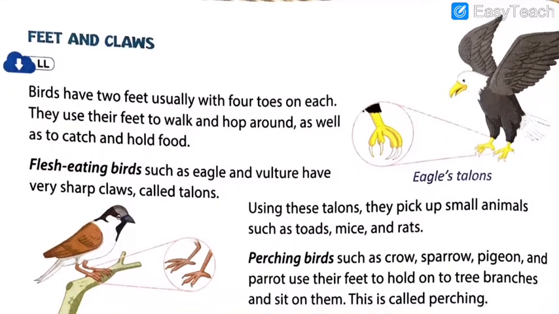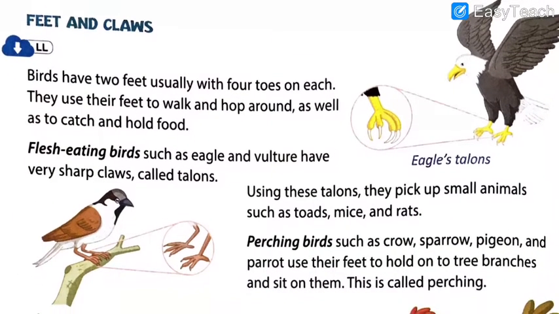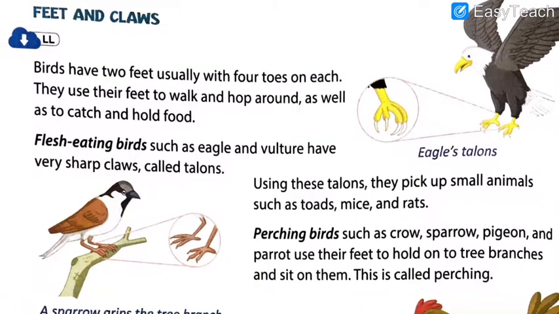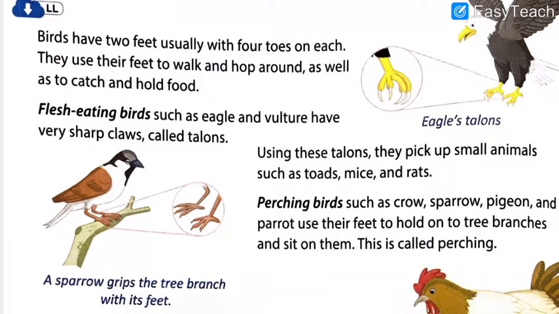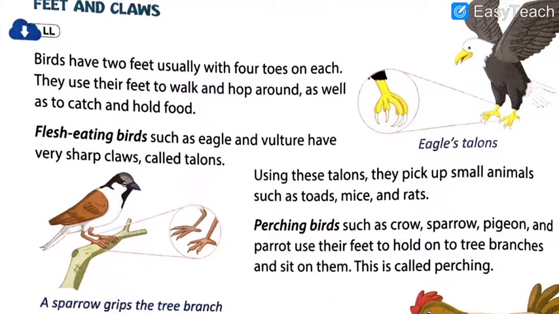Now on the next page, we will discuss the details of the feet and claws of the bird. So let us read and understand. Also, a variety of pictures is given for you to understand it more precisely. The labeled diagrams are given. Feet and claws. Birds have 2 feet, usually with 4 toes on each.